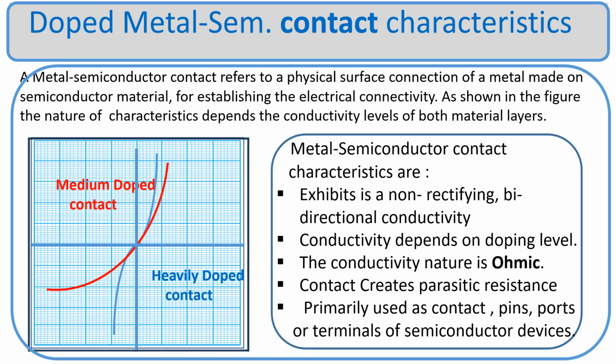The conductivity characteristics of a metal-silicon contact depends on the level of silicon doping. A medium or a heavily doped silicon creates an ohmic and non-rectifying contact. The electrical characteristics of a medium and heavily doped silicon contacts are shown in the figure. Thus created ohmic contact has bidirectionally symmetrical conductivity. The contact resistance as shown in the figure depends on the doping level. That is, higher the doping, lower is the contact resistance.